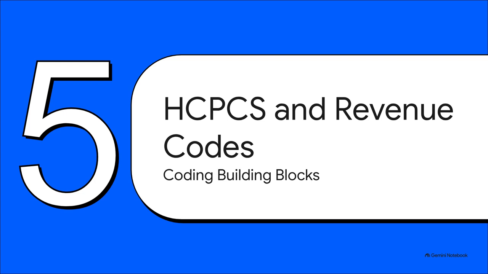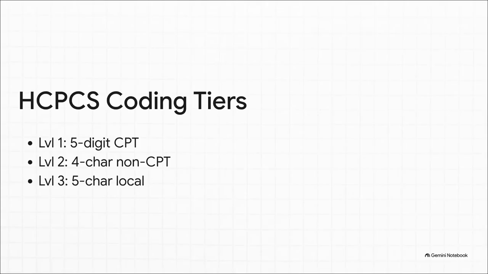Almost at the finish line, Section 5, HCPCS and Revenue Codes. The HCPCS coding system operates in 3 tiers to make sure everything from a basic physician visit to a highly specific hospital pharmacy item is perfectly categorized. Level 1 gives us the standard 5-digit CPT codes for medical treatments. Level 2 introduces 4-character alphanumeric codes for all the stuff CPT codes miss, like physical goods, pharmacy, and non-CPT services. And Level 3 features 5-character codes starting with W, X, Y, or Z for unique local definitions.